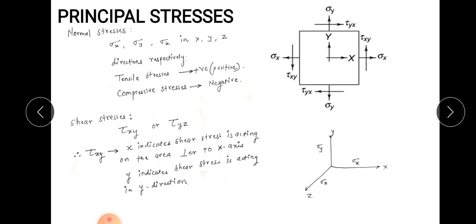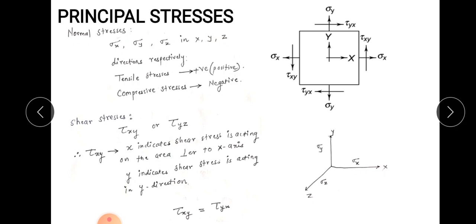Now basically this first subscript x indicates the area over which the stress acts, and the second subscript indicates the direction of the shear force, right? For example, if you consider this tau xy, here x indicates the shear stress is acting on the area which is perpendicular to the x-axis, and y indicates the shear stress is acting in the y direction. So we have already proved that tau xy is equal to tau yx. So these are nothing but the two groups, normal stresses and shear stresses, which are nothing but the two groups of principal stresses, right?